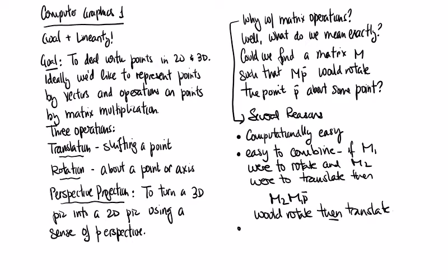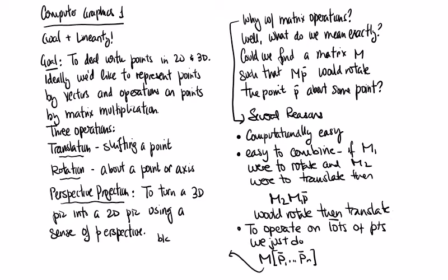And lastly, if we want to operate on lots of points, we take those points and pack them together in a matrix like this. Each point is a vector, and then we multiply by our M. The reason this works is because the definition of this is the new matrix MP1 up to MPN. So we can do everything in one fell swoop. Since objects are made out of points, this makes it easy to work with objects in 3 dimensions. So this is the goal, to figure out whether this is possible.